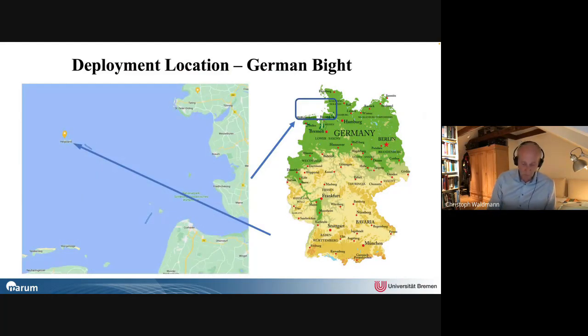Okay, so this is where we deployed our instrument. This is the deployment location. I'm not sure whether you know Germany good enough, but we just have a very short coastline, a little bit in the North Sea, and a little bit in the Baltic Sea, and I'm talking about the North Sea, so to say northwest, and so to say right in the middle of the German Bight is the island of Helgoland.